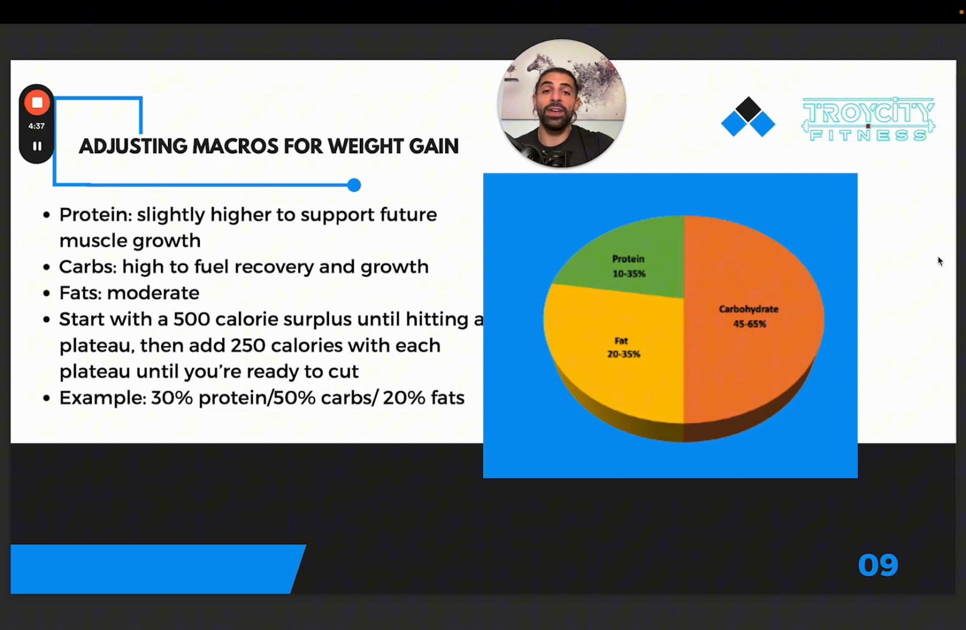All right, in the next video, I'm going to show you guys how to measure your food so you could be as accurate as possible, and then also how to track all of this stuff and make it super easy.